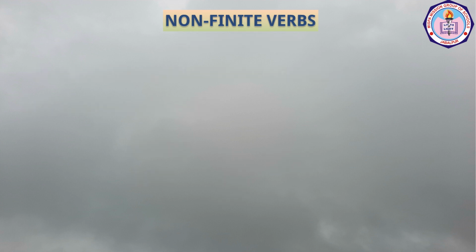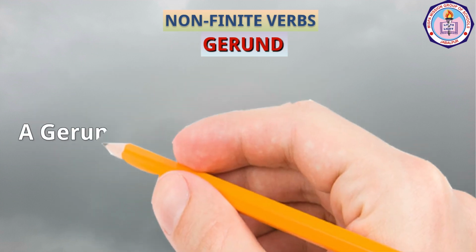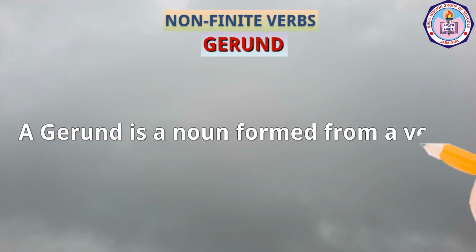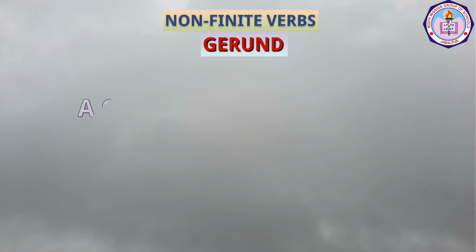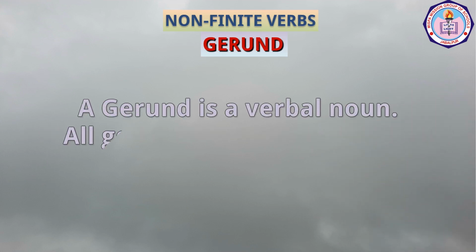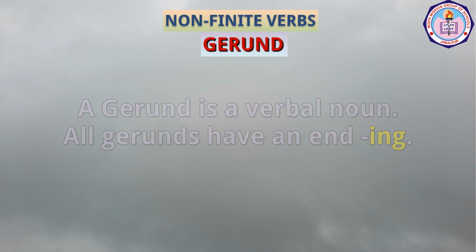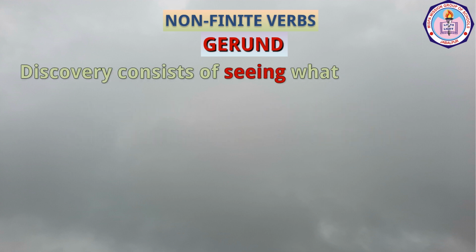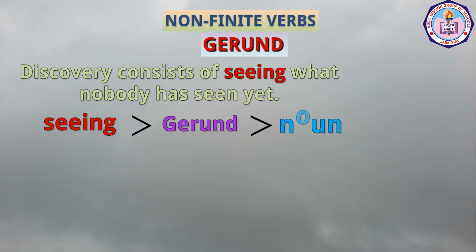Let us see what a gerund is. A gerund is a noun formed from a verb. In other words, a gerund is a verbal noun. All gerunds have an ing. Discovery consists of seeing what nobody has seen yet. Here, seeing is the gerund; it acts as a noun.